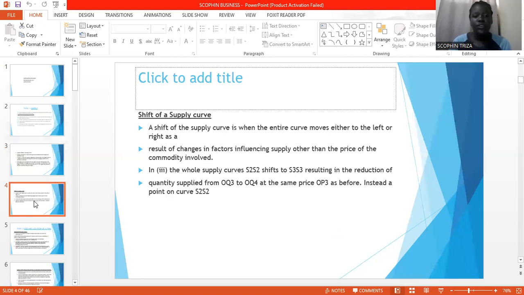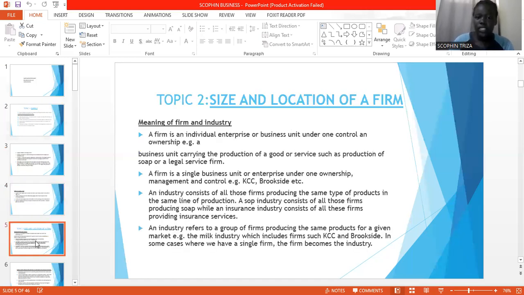The shift of a supply curve is when the entire curve moves either to the left or to the right as a result of changing factors influencing supply other than the price of the commodity involved.